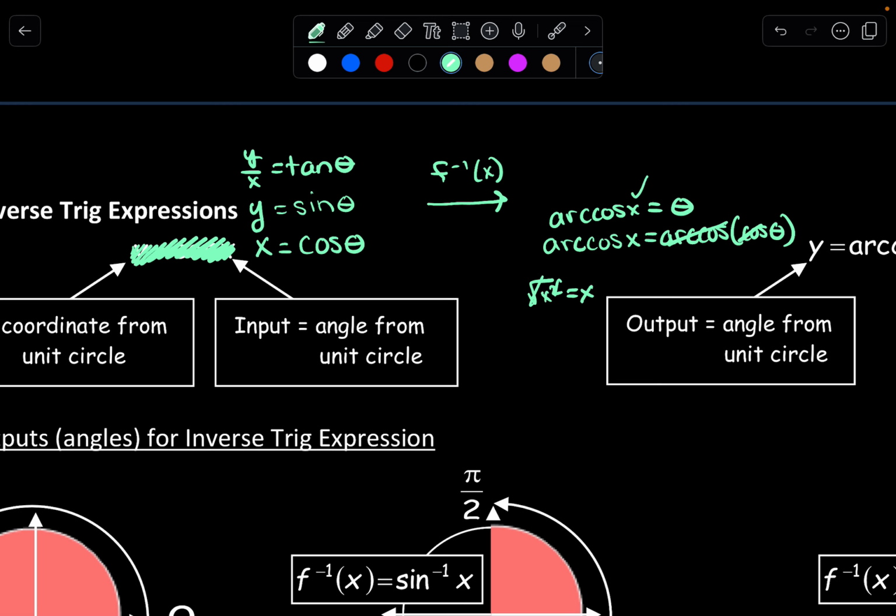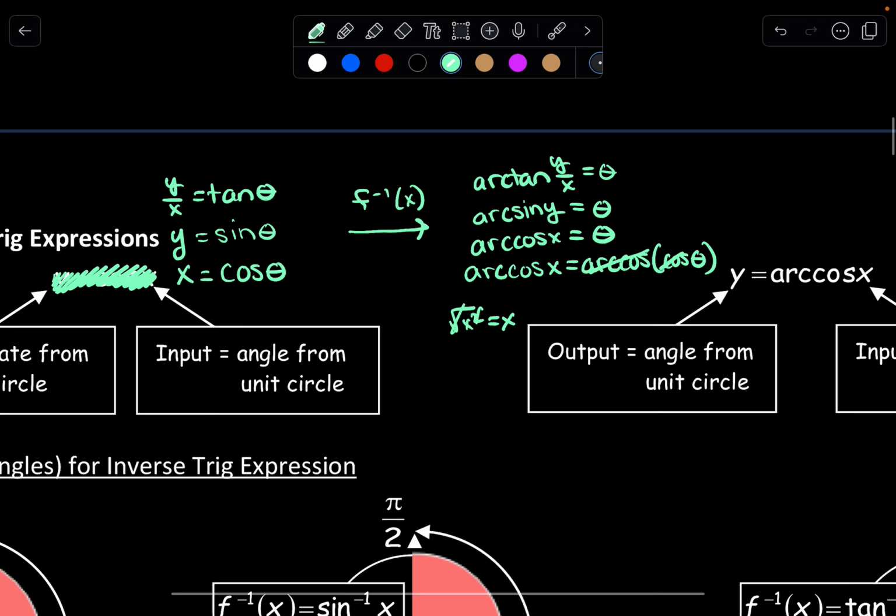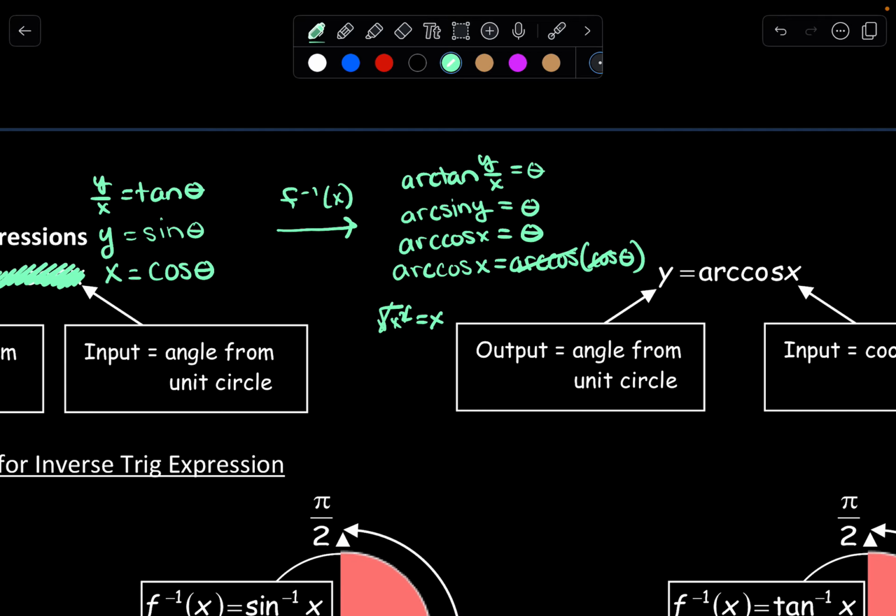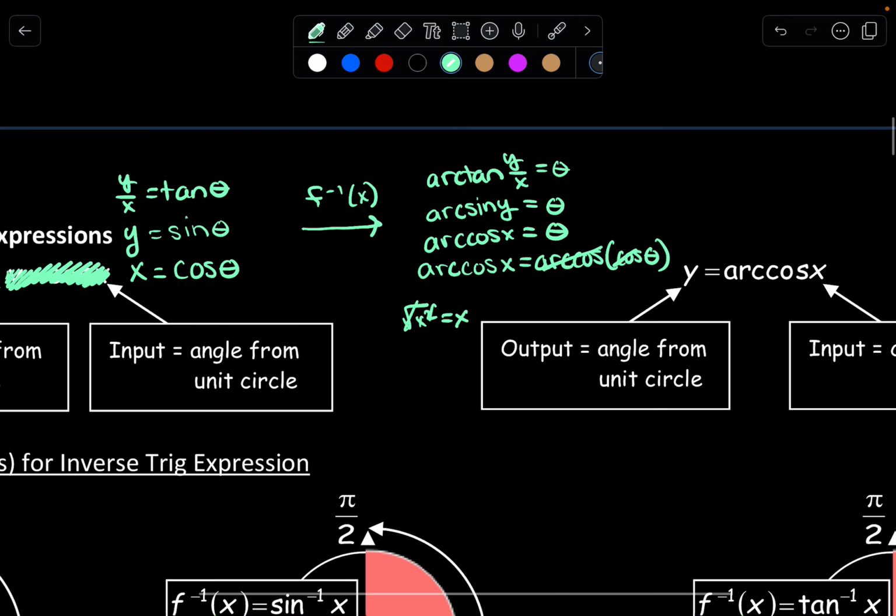So now we can see that the input is going to be the x-coordinate from the unit circle, and the output will be theta. And this is how all inverse trig expressions work. If we look at sine, if we take the arc sine of the coordinate y on the unit circle, the output will be that corresponding angle. And if we take the arc tangent of y over x, the ratio of those coordinates, the output will be the corresponding theta. So that's what we're going to be looking at in this one: how do we evaluate these, but you have to switch how you normally look at trig expressions.